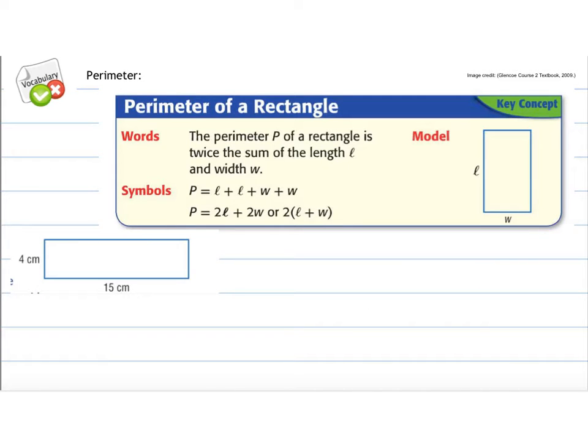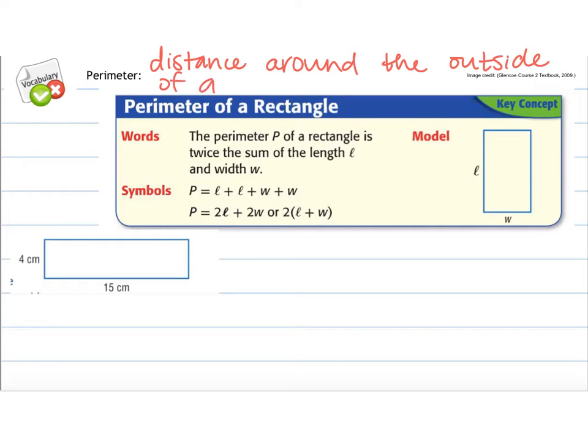So we have a vocab word here, perimeter. When we are talking about perimeter of any shape, this is the distance around the outside of a two-dimensional shape. Okay, two-dimensional, 2D shape. So the distance around the outside is perimeter.